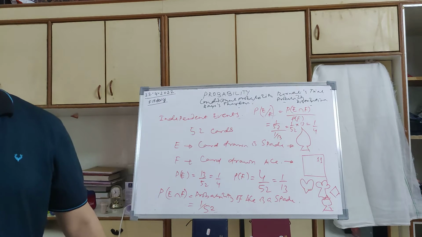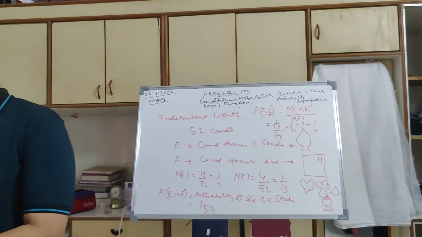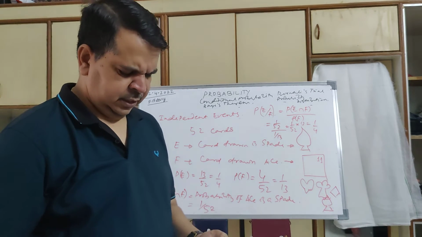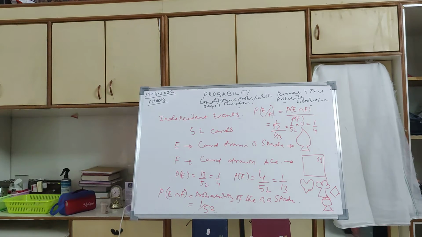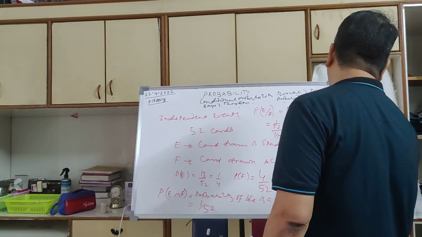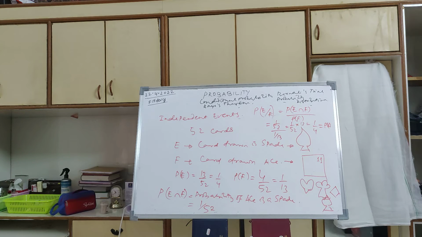So that is the probability that the card is a spade once it is selected as an ace. Out of 4 aces, 1 will be your spade, so you have 1 by 4. Since P of E is 1 by 4 and P of E given F is 1 by 4, we can say that the occurrence of F has not affected the probability of occurrence of event E. You are getting the same as probability of E: this 1 by 4 equals that 1 by 4.